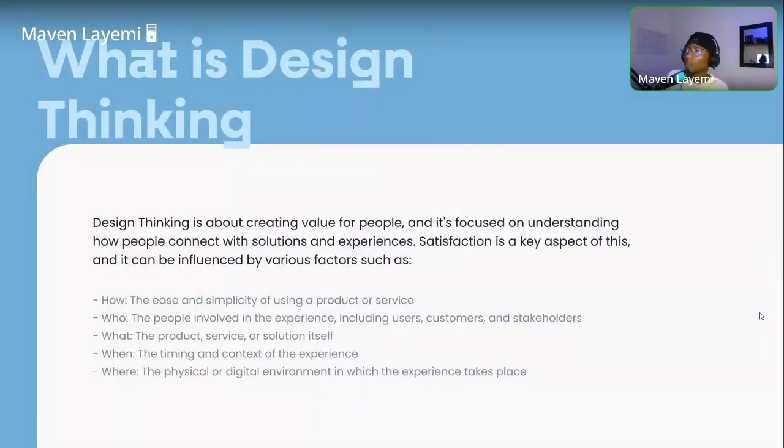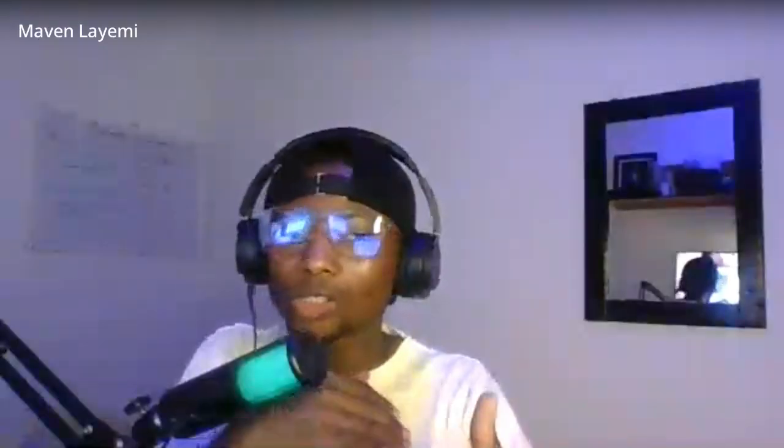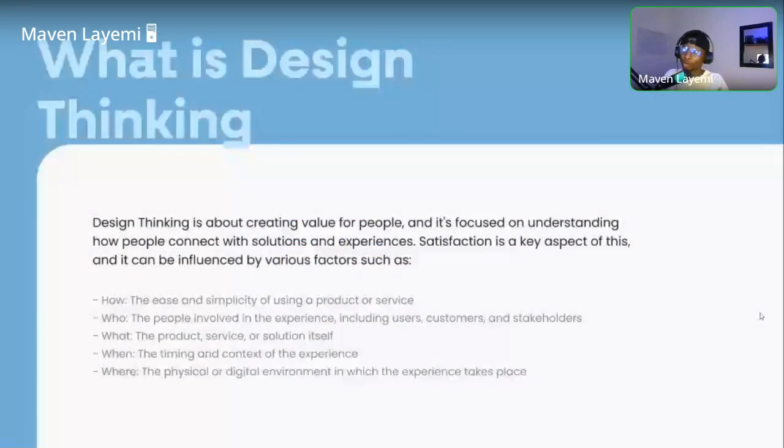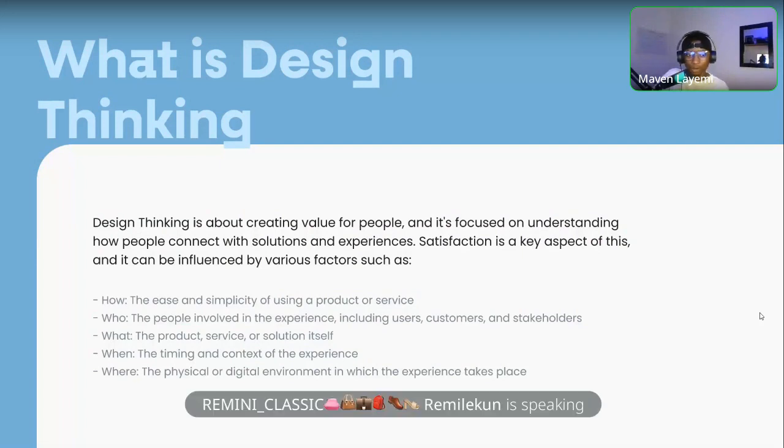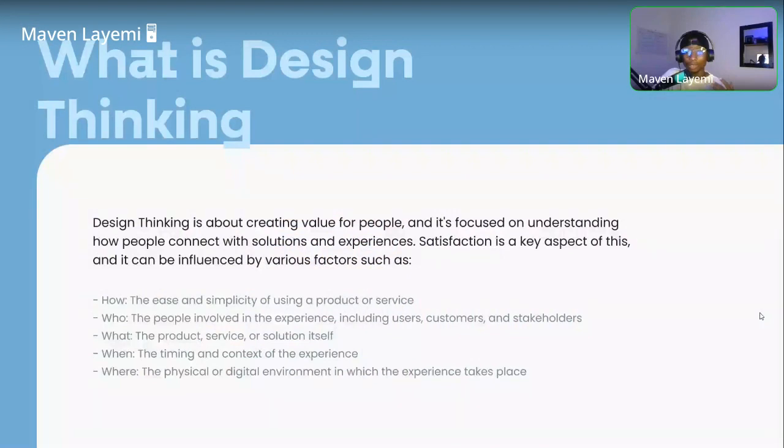If you are giving someone a flyer and the main information of the flyer is somewhere at the bottom or at the back, it means that product or service has lost its value. Okay, let's look at the who: the people involved in the experience, including users, customers, and stakeholders.